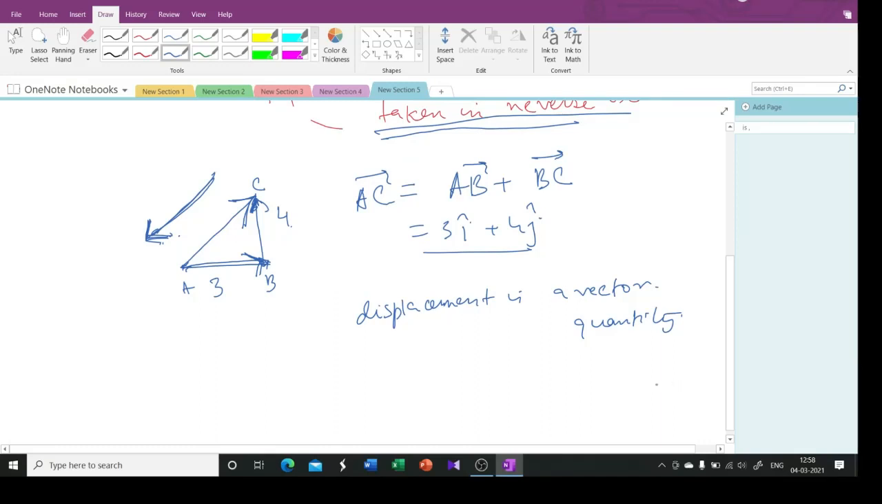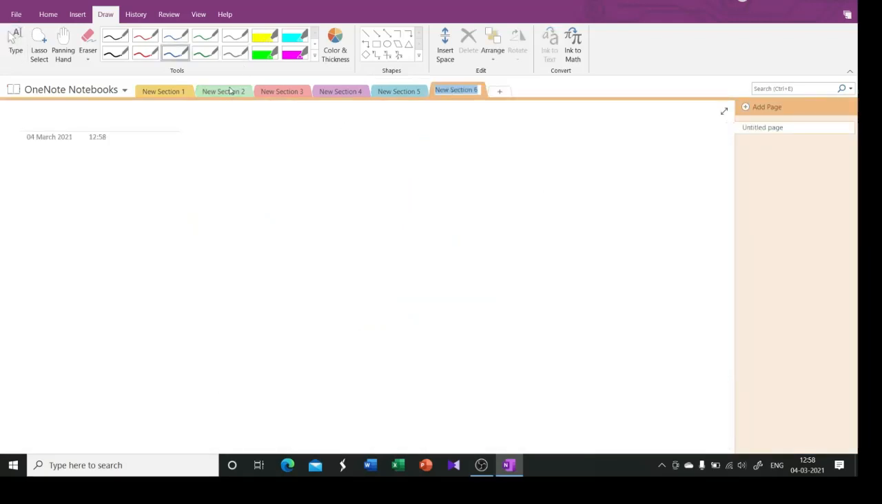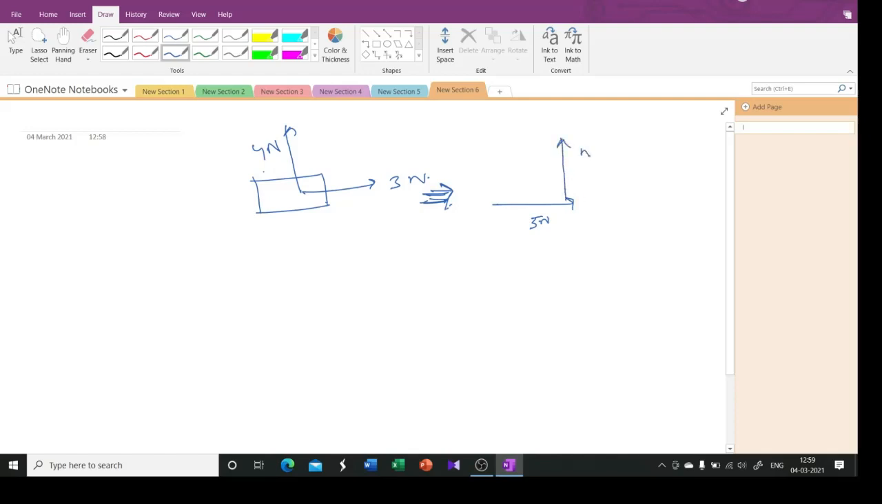Okay, so the same applies for even force. Like suppose we had this block, we applied 3 Newton here, we applied 4 Newton, suppose in this direction. So as I said, we can move vectors around, right? So this is equivalent to, suppose 3 Newton is like this, the 3 Newton side, and we bring the 4 Newton side like here.